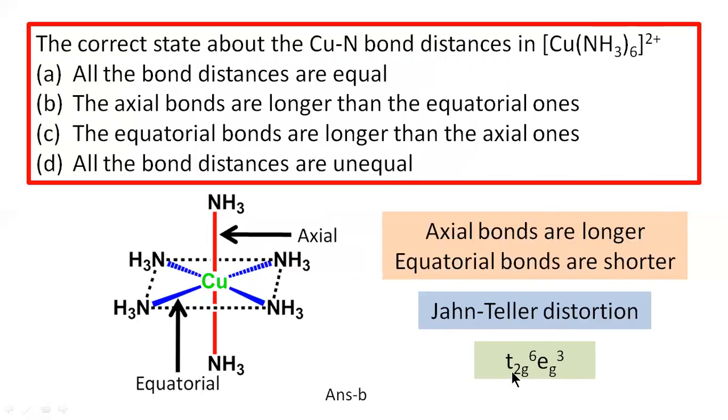If you have unequal filling in the t2g orbitals, there will also be Jahn-Teller distortion, but the amount is significantly smaller. Whenever you have unequal filling in the eg orbitals, the distortion is significant, and you can see experimentally that axial bonds are slightly longer than the equatorial bonds. The red bonds are the axial bonds, and the blue bonds are the equatorial bonds. In this compound, the axial bonds are slightly longer than the equatorial bonds.